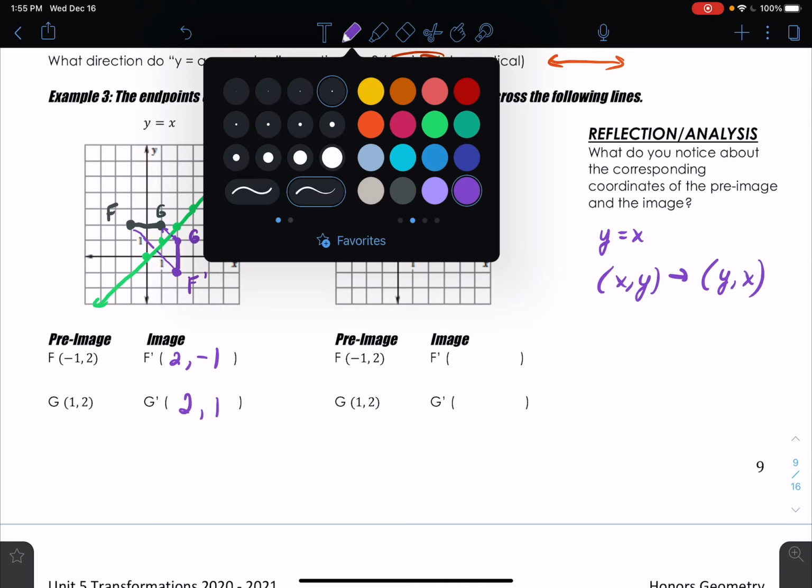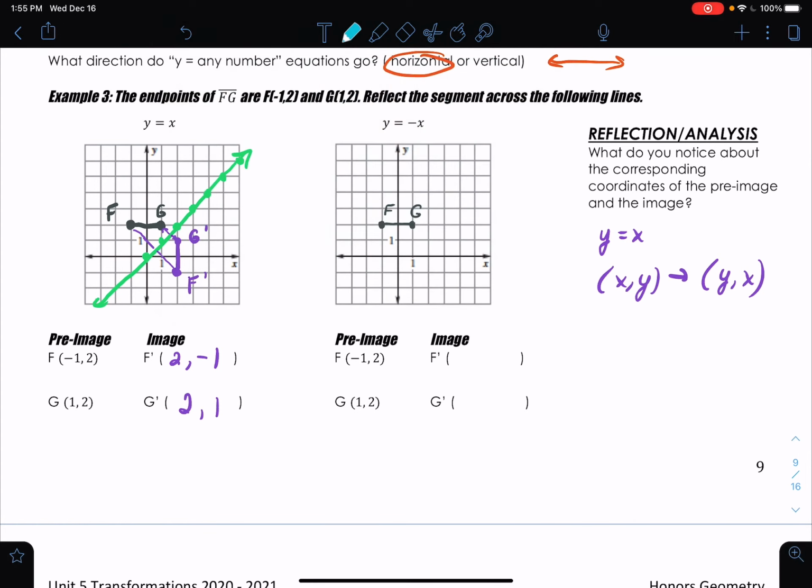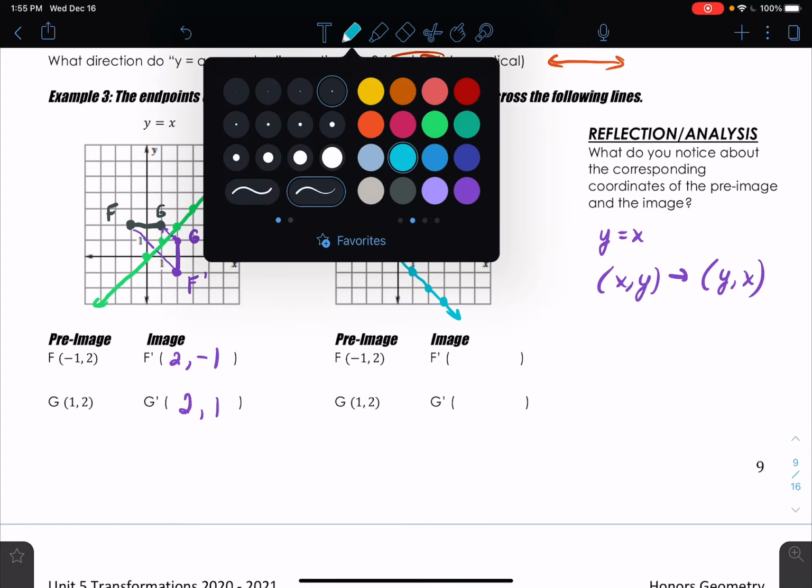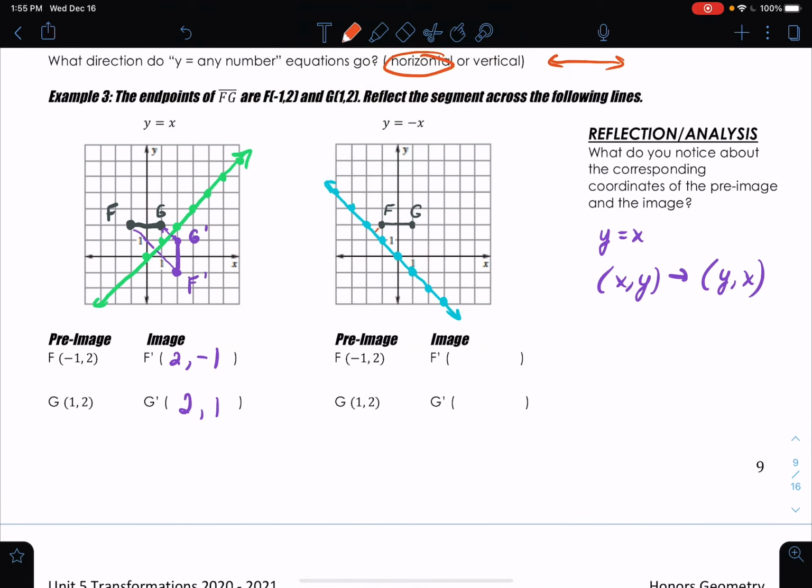So what about y equals negative x? Well, that's the line that starts at 0 and has a slope of negative 1. So let me plot our line of reflection. And again, same idea. We're going to count on the diagonal. All right, so F is half a step above, so F prime is going to be half a step below. G is 1.5 steps above, so 1.5 steps below is going to be G prime.